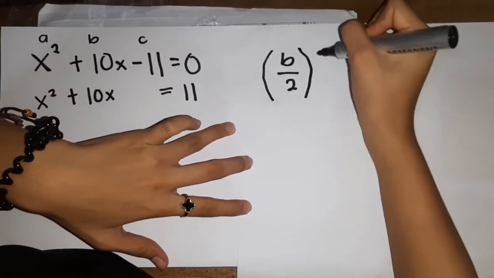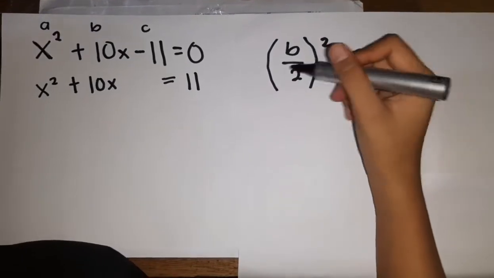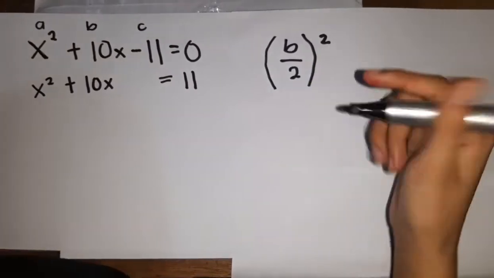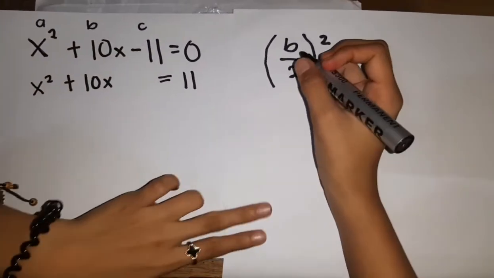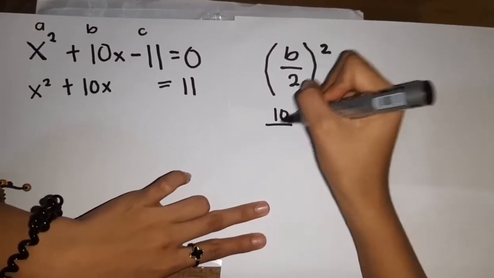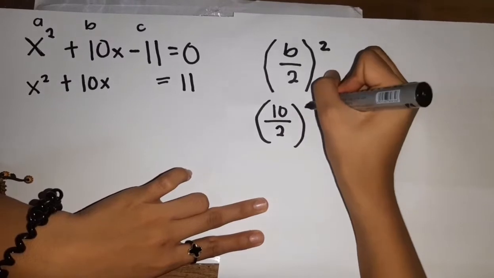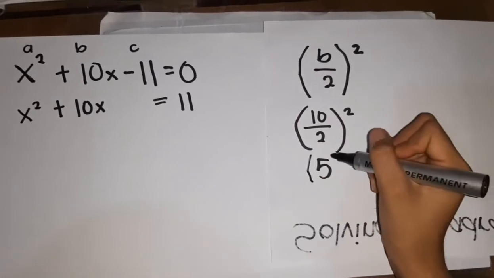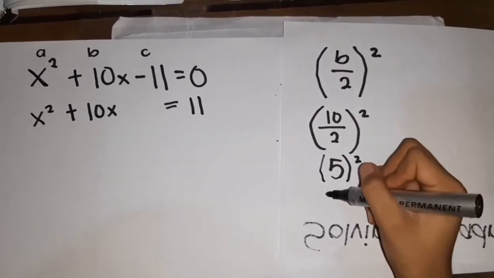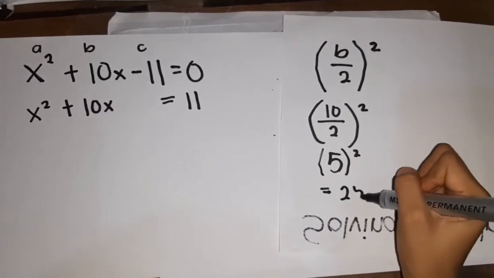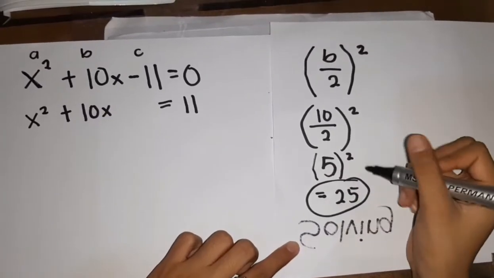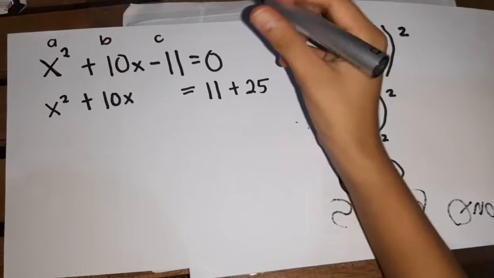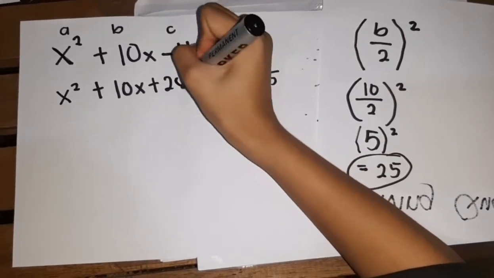b over 2 squared. We'll just solve for b over 2 squared, and then add it on the left and right side. So what is our b? Our b is positive 10, so it will be 10 over 2 squared. 10 divided by 2 will give us 5, and then square. So 5 squared means 5 times 5, and that gives us 25. It means we will be adding 25 on both sides. Remember that we have to add 25 on both sides so that the value of the equation will not change.